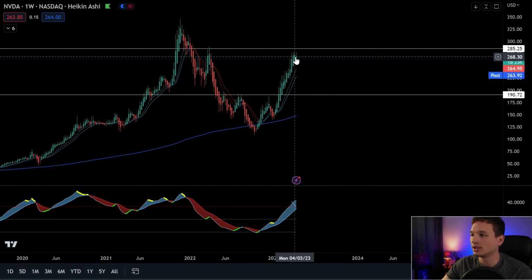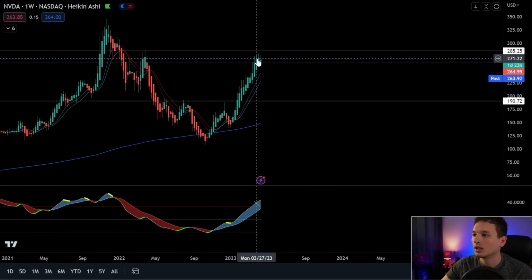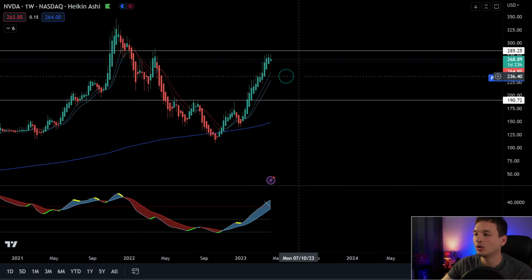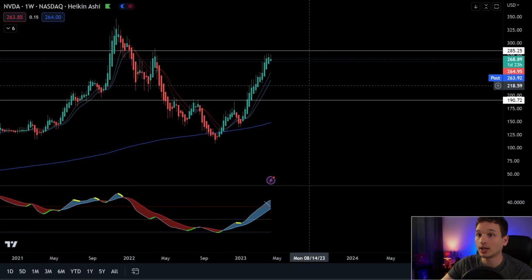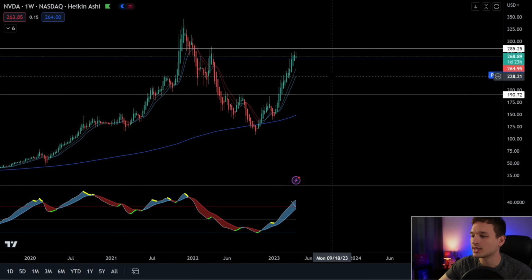I started nibbling in, shorting NVIDIA about a week or two ago. And actually, I think it just turned green today. We had a pretty big downturn in the market with some of the macroeconomic news that came out today.